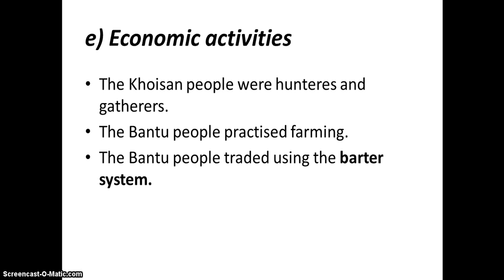So for example, if I admire the shoe you have, and you also admire maybe a book I have, or a cloth I have, we can make a deal. I'll say, take my shirt, I'll take your shoe. That is how the barter system works. You buy things by exchanging them. All right. So that is how the different economic activities were.